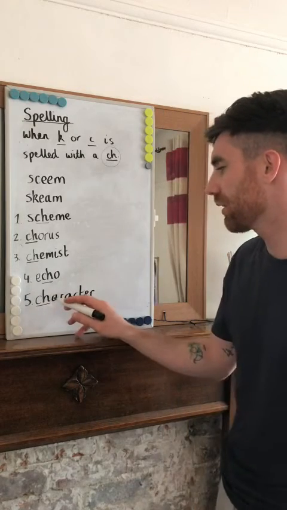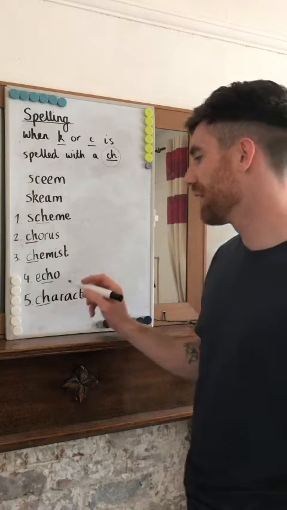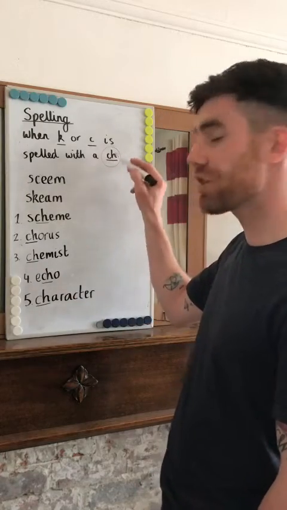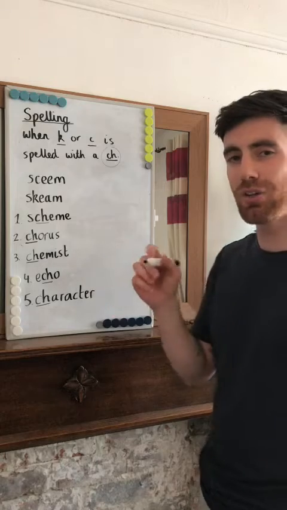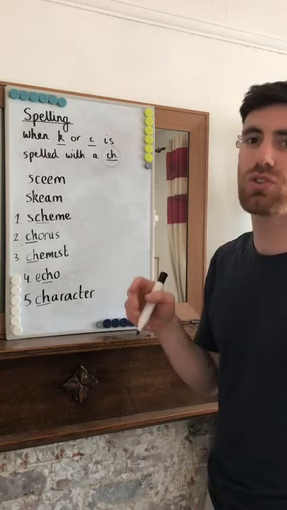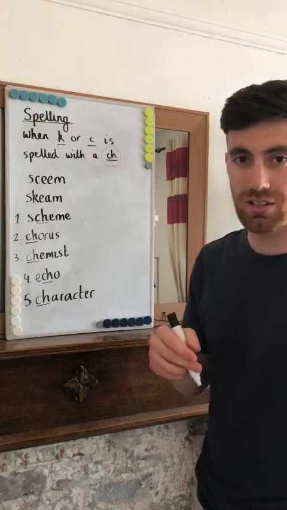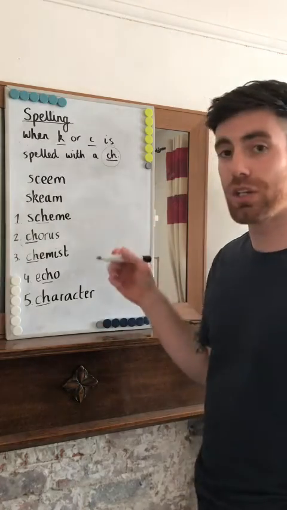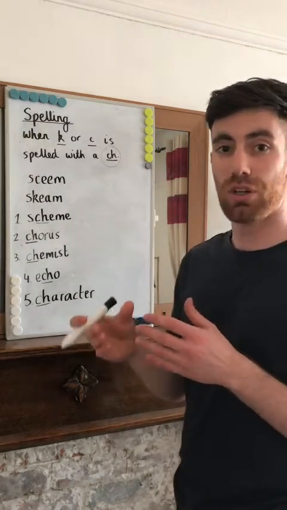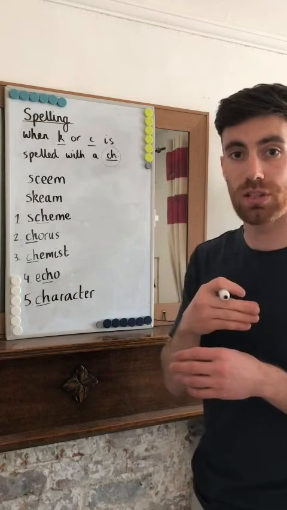Okay, so character. The CH spelling is only at the beginning. It's not in the second one. And you might be thinking, well, that's a bit tricky. How do I know which one it is? How do I know which one it isn't? And part of learning your spellings is just remembering which ones it goes in, okay?